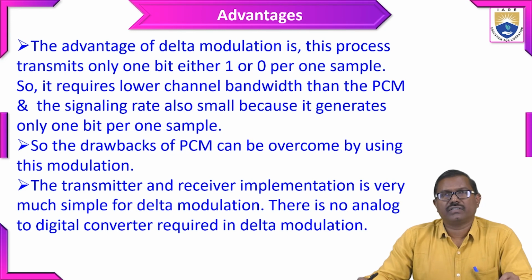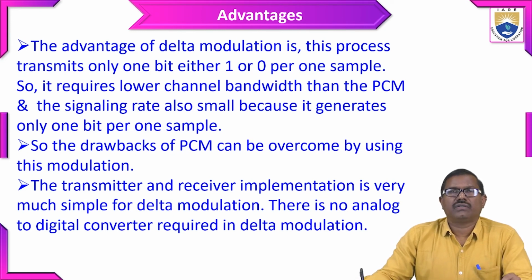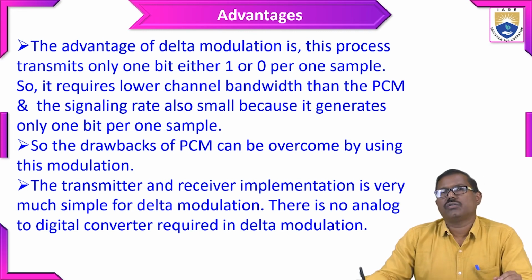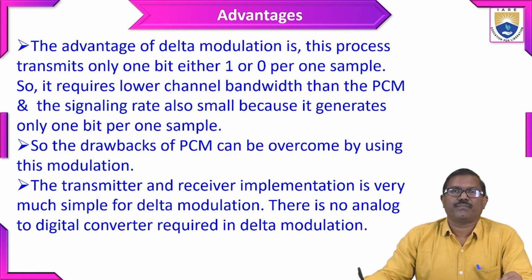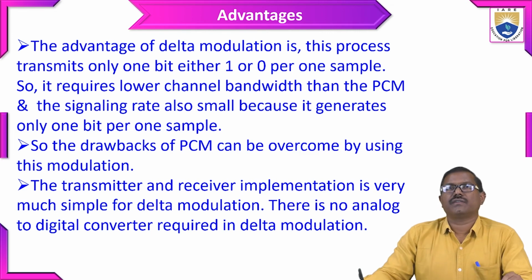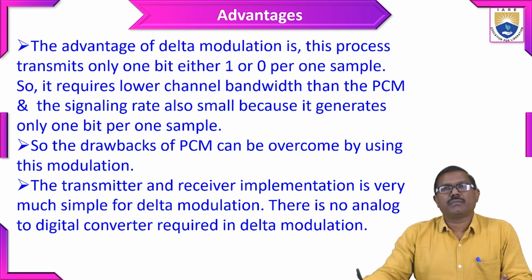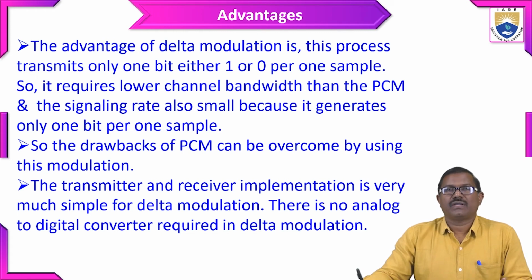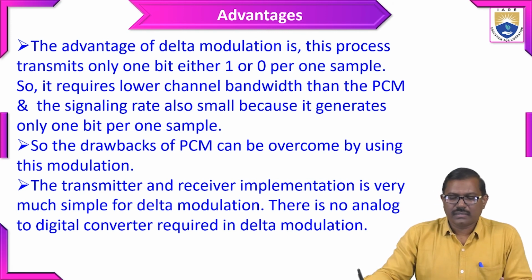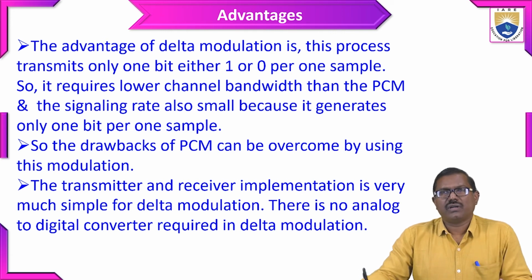So what are the advantages of this delta system? The advantage of delta modulation is that the process transmits only one bit, either 1 or 0, per sample. So it requires lower channel bandwidth than PCM. The signaling rate is also small because it generates only one bit per sample. So it requires lower channel bandwidth and a lower signaling rate. This is the main advantage of delta modulation.